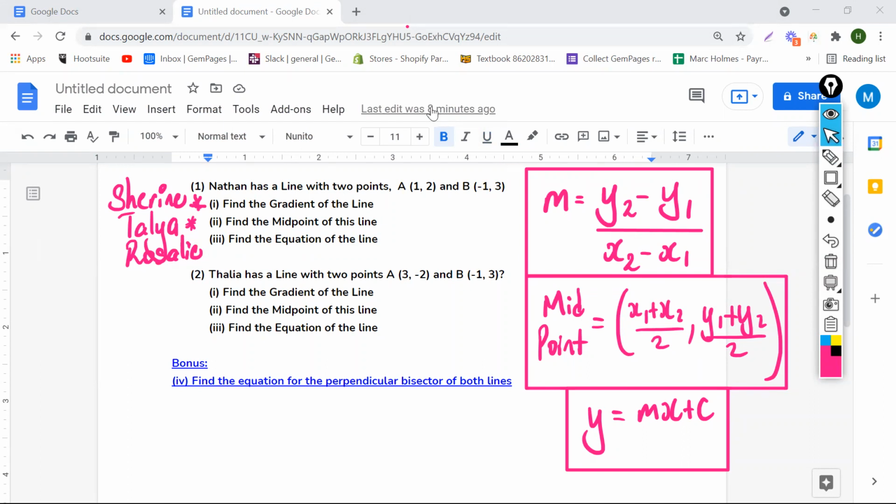And Rosalie, you said you were having some issues with this. So if you need any help at all with how to find the gradient and the midpoint and the equation of the line, just ask me. I'm here to help. All right. I just want this class to be a little more active. You understand what I'm saying, Rosalie?